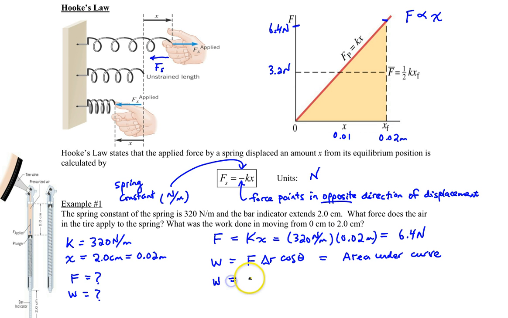could also realize that the work done is also a change in spring potential energy, which is calculated by using 1/2 kx squared. So that's 1/2 times the spring constant, which is 320 newtons per meter, multiplied by the displacement of 0.02 meters squared. And that will give you an answer of the work done being 0.064 joules. And that's it for our discussion of Hooke's law and example number 1.